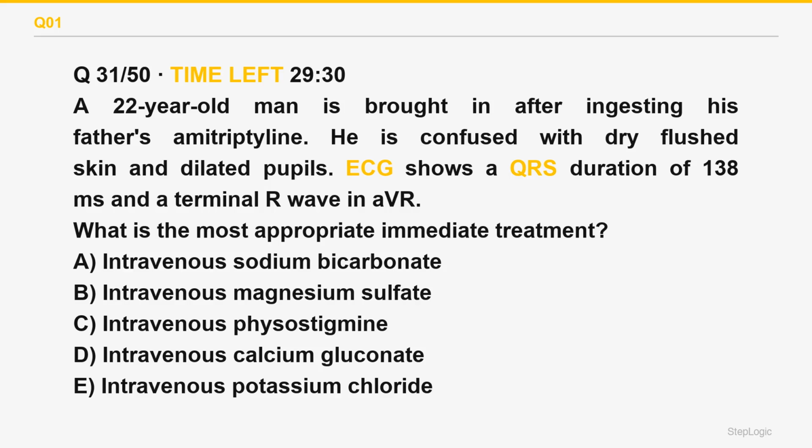What is the most appropriate immediate treatment? A 22-year-old man is brought in after ingesting his father's amitriptyline. He is confused with dry flushed skin and dilated pupils. ECG shows a QRS duration of 138 milliseconds and a terminal R wave in aVR. Read the command, the immediate treatment. The anticholinergic features are noisy and memorable. The finding that will kill him is the width of the QRS.